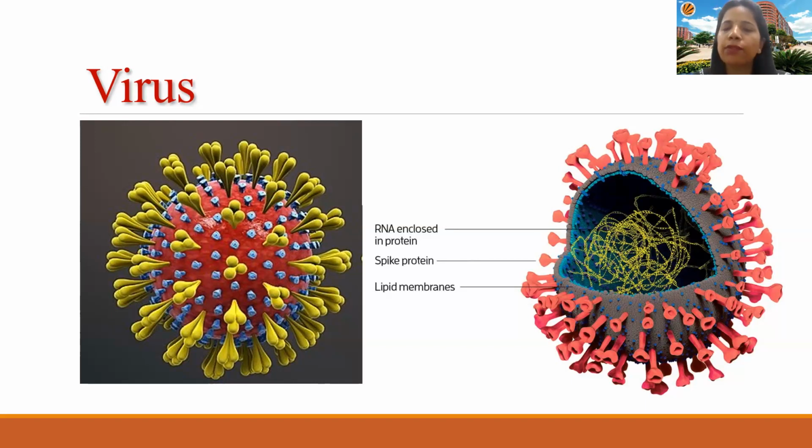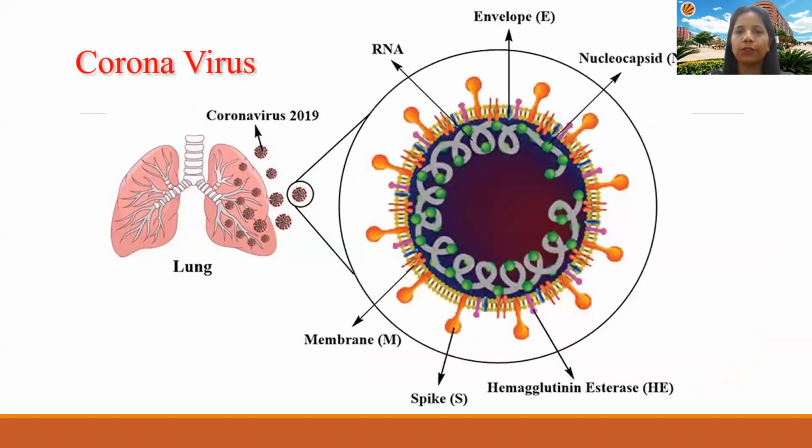So whenever you have some kind of virus, there will be a few proteins it will encode for, and all those proteins are expressed. The few important proteins are spike proteins and lipid membranes. These make the envelope of that virus. So in coronavirus also, we have RNA as the nucleic acid. Then we have spike proteins that are present on the envelope. Okay. And then we have hemagglutinin esterase.